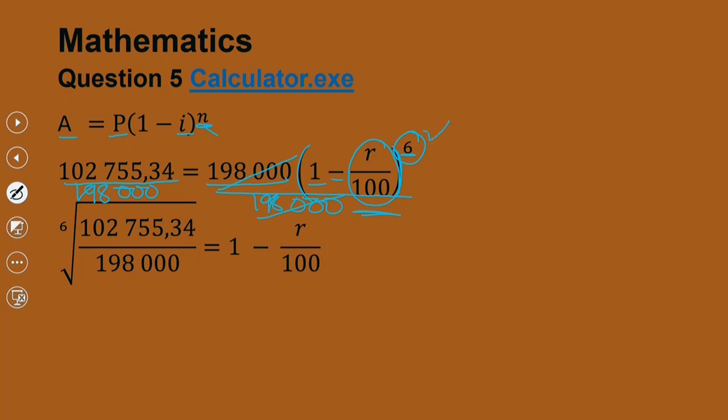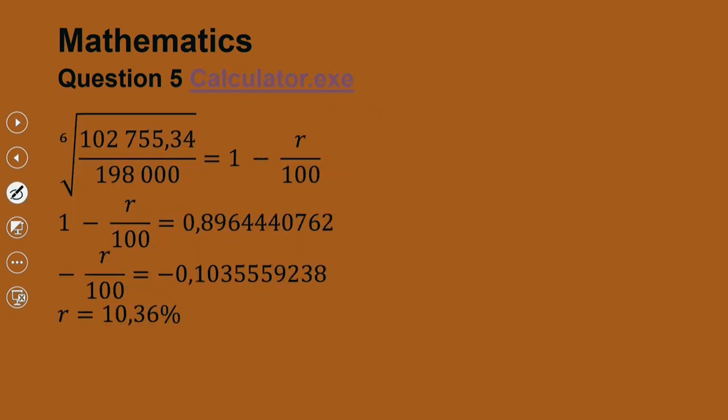So now we can take the 6th root on the left hand side, and the 6th root on the right hand side. This is what we have calculated here. Then on the right hand side you'll be left with 1 minus R over 100, right?